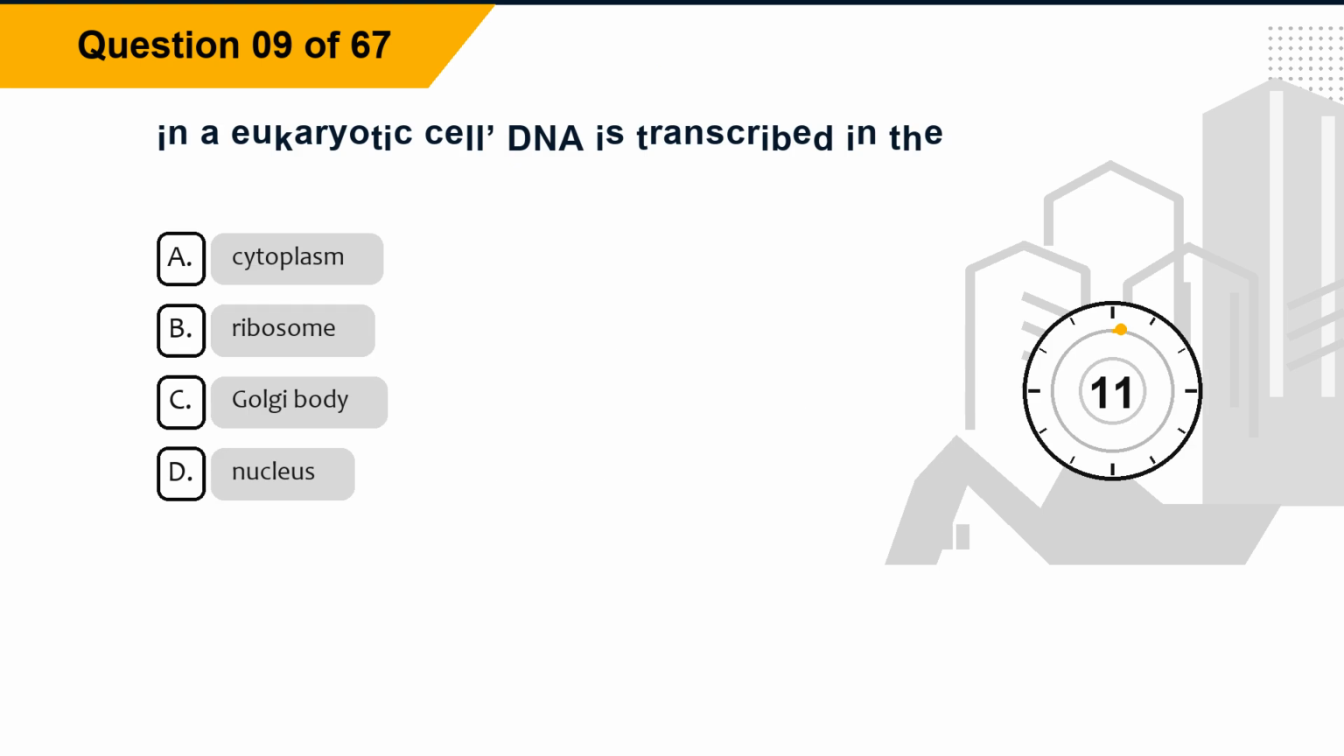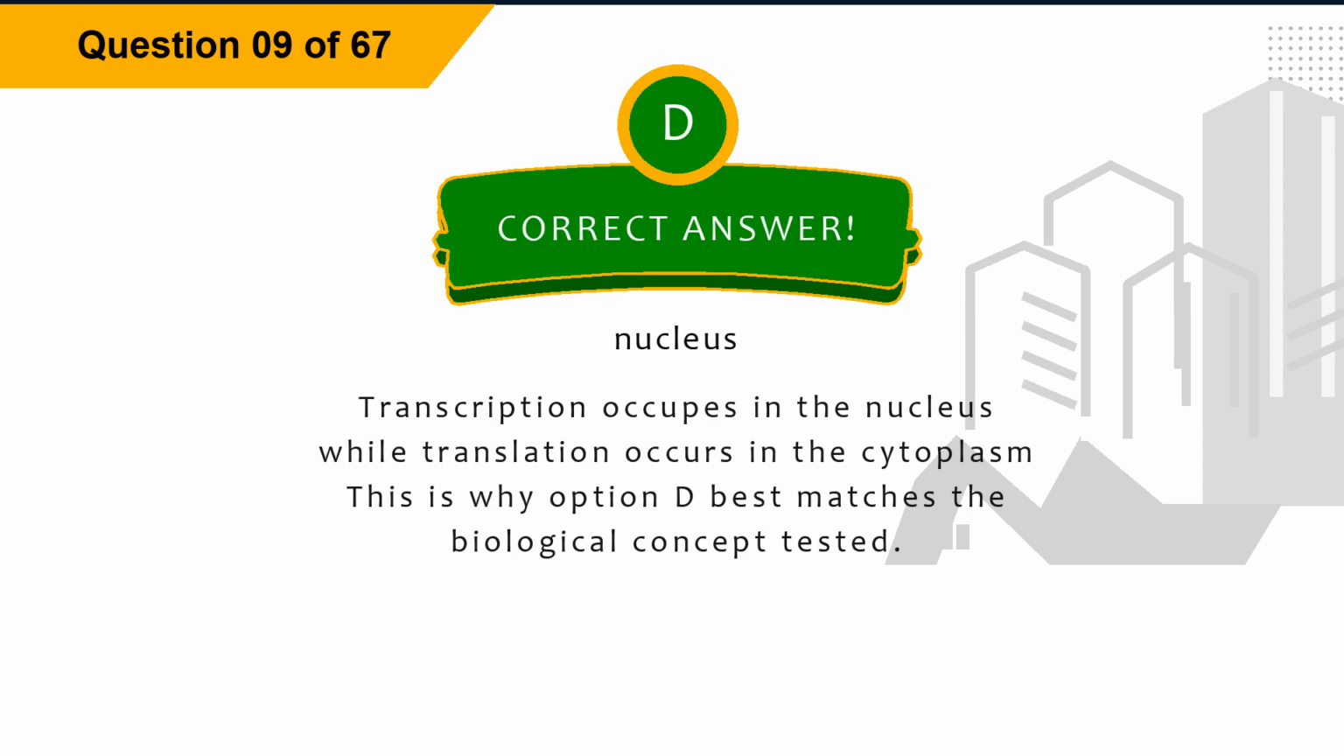Question 9. In a eukaryotic cell, DNA is transcribed in the option A, cytoplasm. Option B, ribosome. Option C, Golgi body. Option D, nucleus. The correct answer is option D, nucleus. Explanation. Transcription occurs in the nucleus while translation occurs in the cytoplasm. This is why option D best matches the biological concept tested.